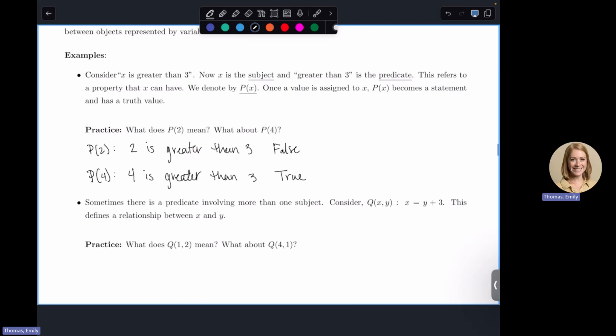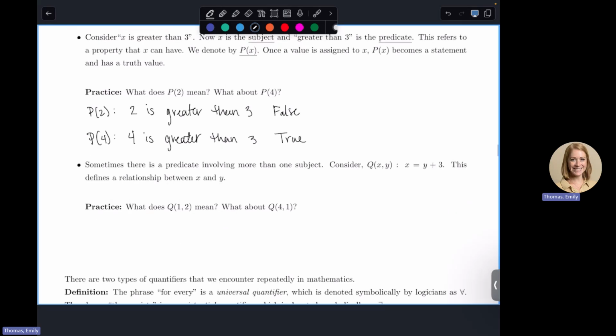Sometimes it can involve more than one subject. You have here Q of x, y. It's the relationship that x is equal to y plus 3. So this is defining a relationship between x and y. What does Q of 1, 2 mean? 1 equals 2 plus 3, which is false. What about Q of 4, 1? 4 equals 1 plus 3, and that is true.